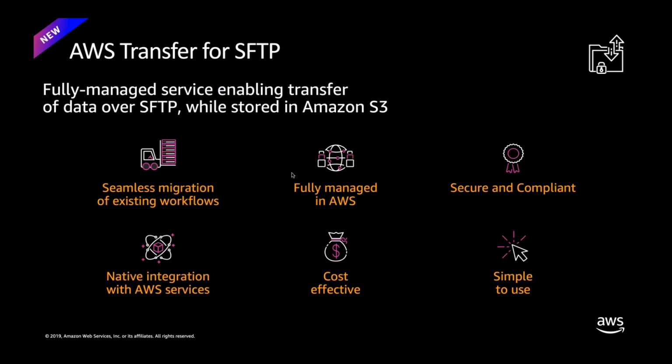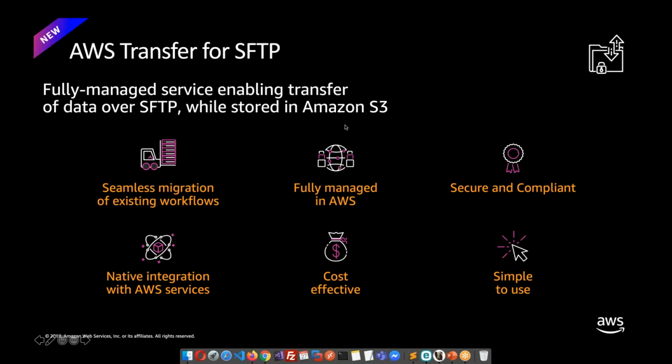So next will be the AWS Transfer for SFTP. Basically, it's a fully managed service enabling transfer of data over SFTP while stored in Amazon S3. Later I will discuss what this Amazon S3 is, and basically it's just like your SFTP server, but if you're transferring data to S3, by default you cannot use any SFTP client.